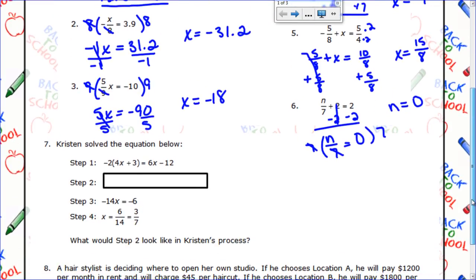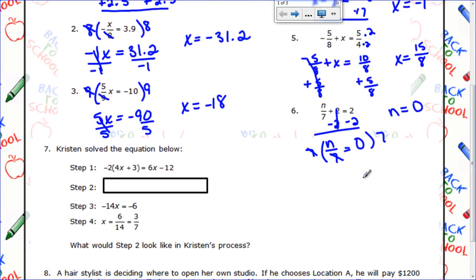So now look at number 7 here. So Kristen solved an equation and then give you an equation, and we just want to know what does step 2 look like. So if she goes from step 1 to step 2, what is going to have to happen? Well, she's going to have to distribute this negative 2 to both things inside this parentheses. So that's what we'll do. Negative 2 times 4x becomes negative 8x. And negative 2 times 3 becomes negative 6. The right-hand side stays the same, so it's equal to 6x minus 12. And so step 2 of the equation looks like that.